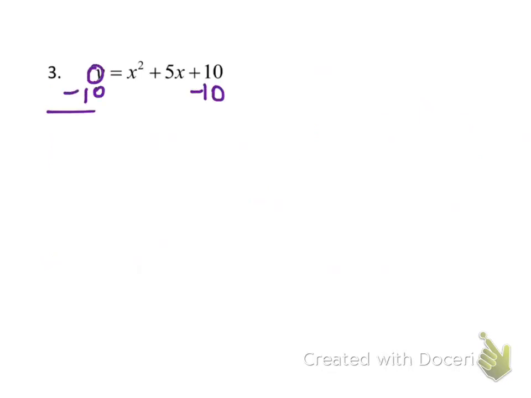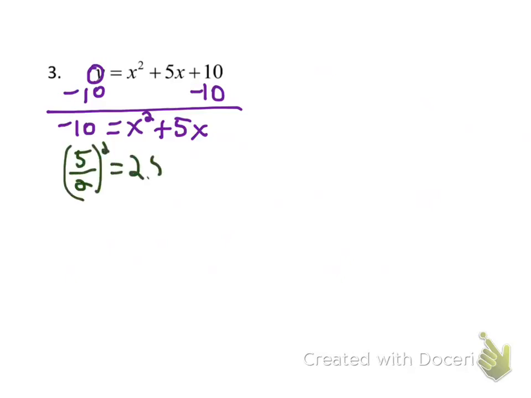Our final problem, if we set y equal to 0 again, and we go ahead and subtract 10 from both sides to move the c value over, that leaves us with negative 10 equals x squared plus 5x. And then we are ready to complete the square. Now notice this time the b value is odd. We're still going to do b divided by 2, which is 2.5. And then we're going to square it, which is 6.25.